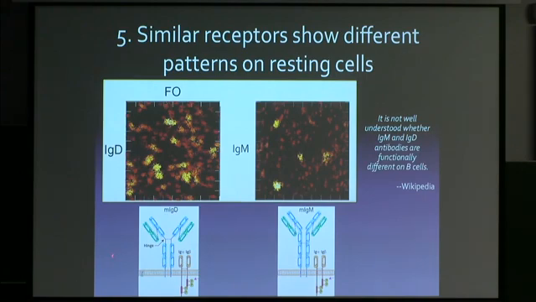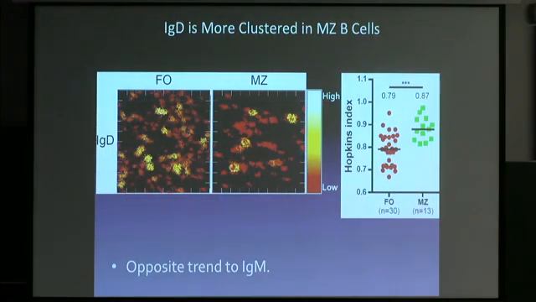In fact, these things are so similar that if you look on Wikipedia, for example, it's not completely clear if they even do different jobs. However, they certainly are separate, they're not clustered together. They don't obey the same clustering. You can just look immediately at the IgD and the IgM on follicular cells, and you can see that they're somewhat different. We can quantify that, for example, by looking at the Hopkins index, or all the other things that I've described.